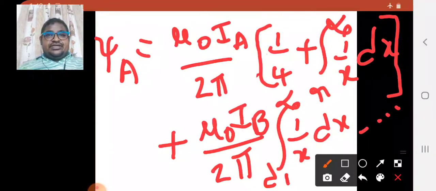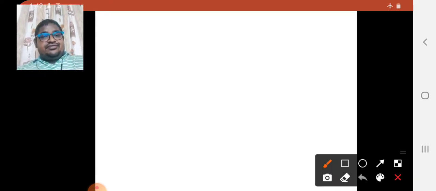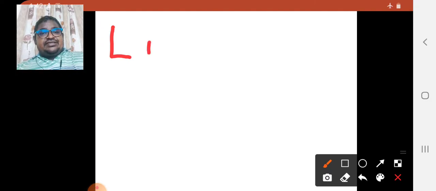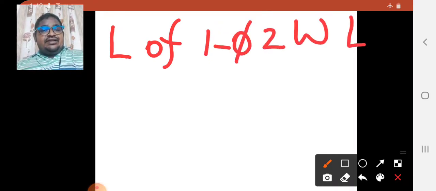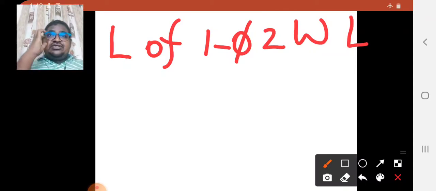Okay, now let us see the next topic. So now let us calculate the inductance of the single phase two wire line. This is the heading: inductance of single phase two wire line.